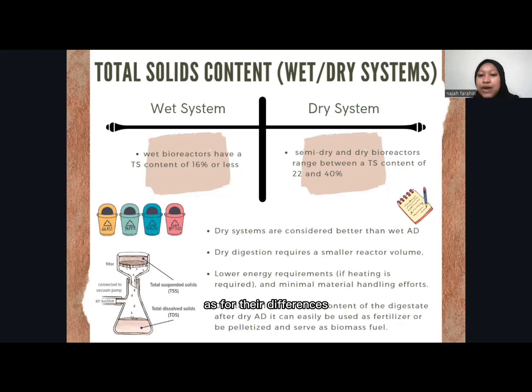As for the differences, dry systems are considered better than wet anaerobic digestion. Dry digestion requires a smaller reactor volume, which indicates that it needs lower energy requirement if heating is required, and minimal material handling effort. Due to the low moisture content of the digestate after dry anaerobic digestion, it can easily be used as fertilizer or be pelletized and serve as biomass fuel.